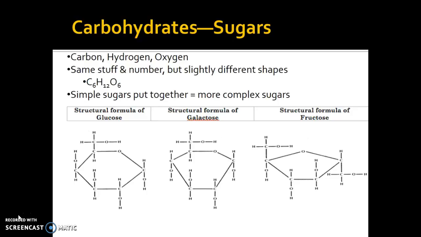But they are slightly different, and therefore they have different names. So you can see glucose, galactose, and fructose in the picture, and they're all rings. They all have the same formula, but they are slightly different shapes. Sugars are also named -ose at the end, so when you're talking about a sugar, it ends in -ose, like lactose.